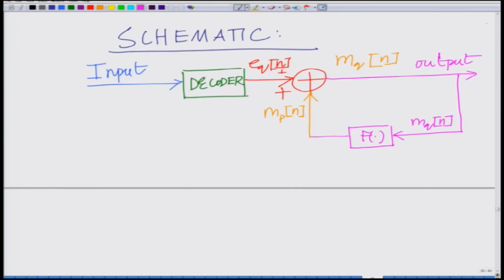So, this is your prediction function. You take the reconstructed output, take the past L samples, pass it through the prediction function, and generate the prediction. From the decoder you get the quantized error, add it to the prediction, that is MP of n plus EQ of n, which gives rise to MQ of n, the reconstructed sample at that time instant. So, that is in summary differential pulse coded modulation, DPCM.